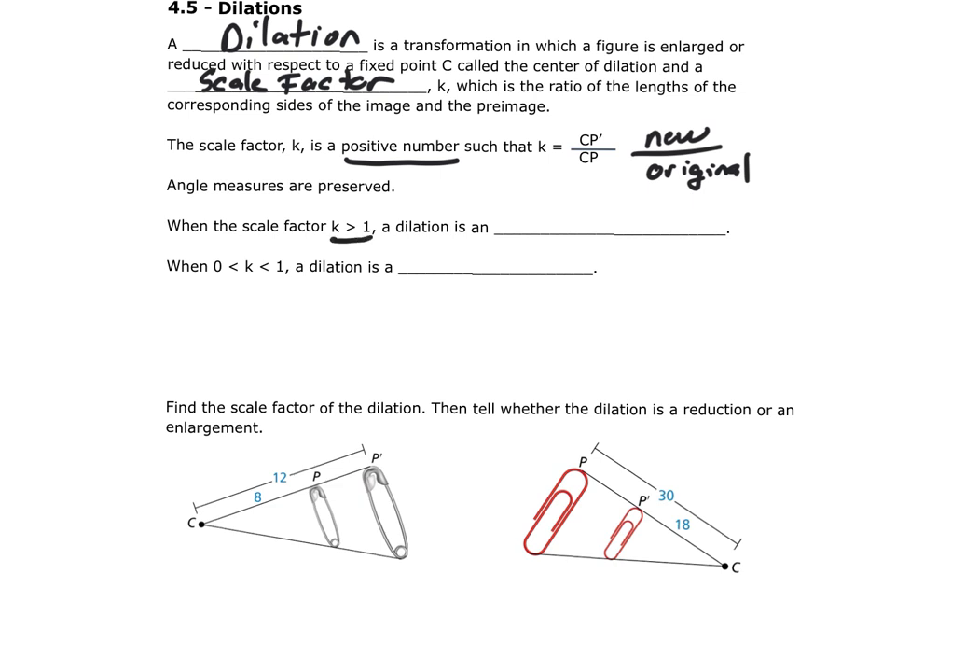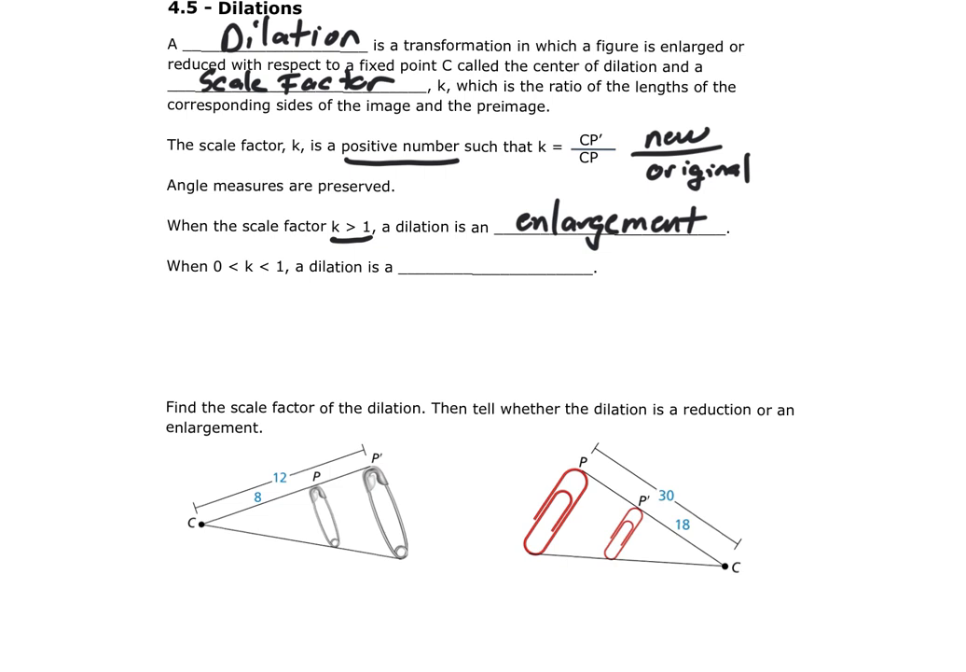So if my scale factor is bigger than 1, then we call that an enlargement. Maybe I'm going to double the size or triple the size. Then that makes it that much bigger. So we're enlarging it.